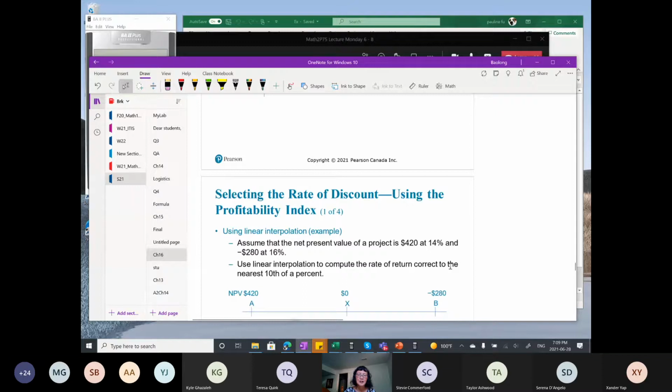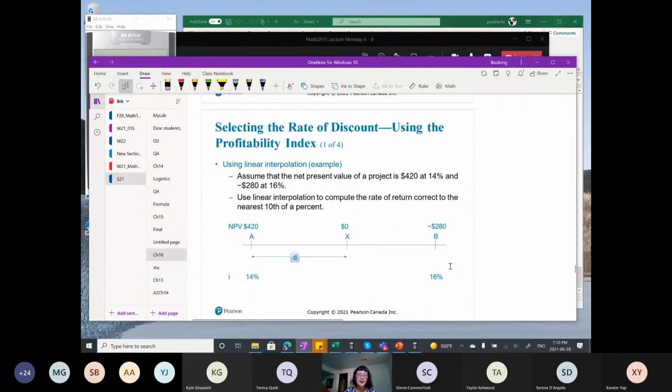So this is a trial and error method. Next, we'll introduce linear interpolation. To do what? To calculate the rate of discount. Okay.